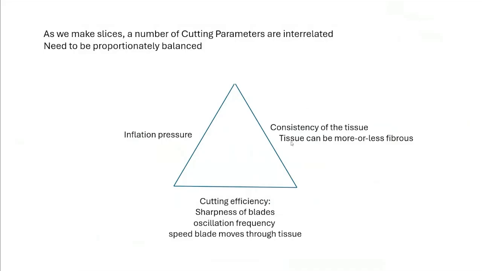Depending on the animal, it's easy to do with mice. If you're doing it with a monkey, it could be difficult to make the tissue nice and firm, so you might have to put in some more pressure to get the proper consistency of the tissue. And then the other leg of the triangle is the cutting efficiency. This will depend on the sharpness of the blades, the oscillation frequency, and the speed the blade moves through the tissue. We'll discuss that as we take the long piece, put it on a pedestal, and insert it into the compressome.